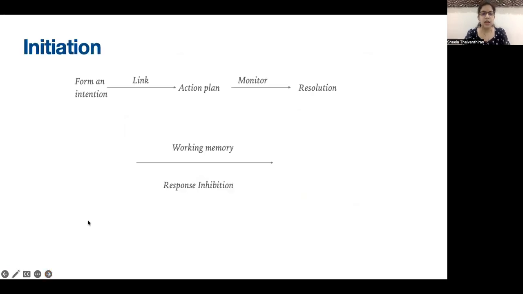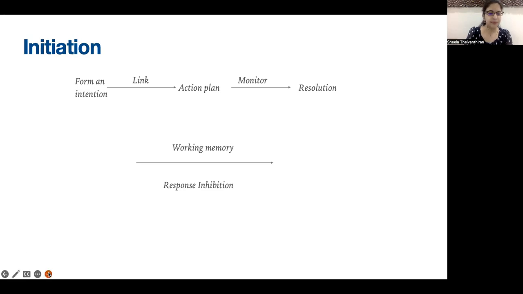So initiation is that you have an idea, you form a link to an action plan, you carry it out, and then you monitor and see how to resolve it. The entire time you're using your memory to link up all your plans and carry out the action that you planned. And each time you try, the brain is inhibiting excess information and stimuli that doesn't belong to the idea, the action, and the execution.